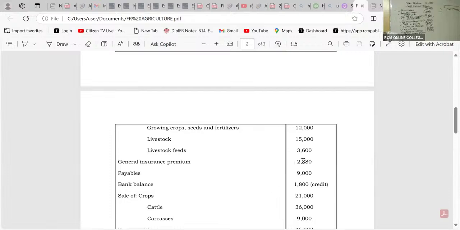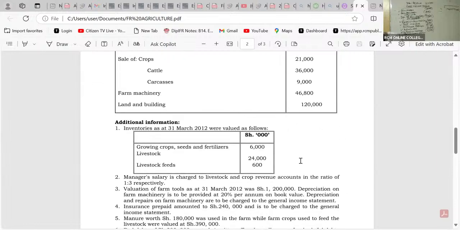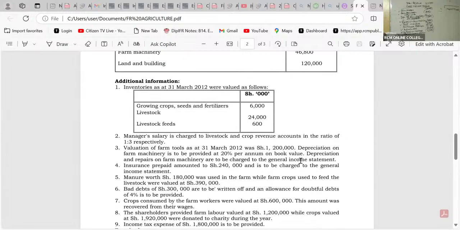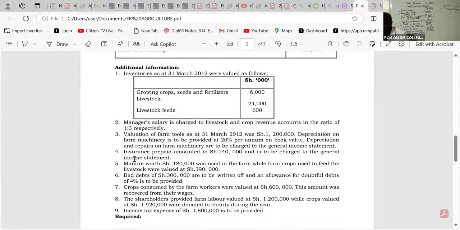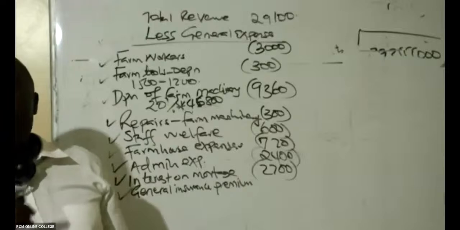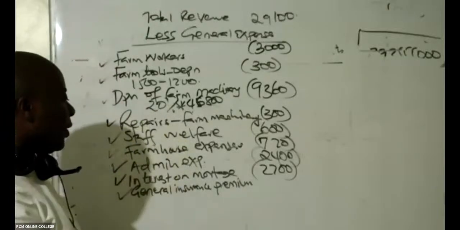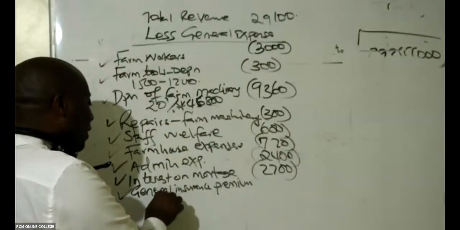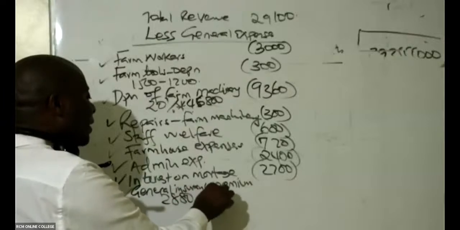But out of this amount which is in the trial balance, there is a prepayment. Look at note number 4. Please write note number 4 there for your revision. That the insurance prepaid amount of 240,000 is to be charged to the general income statement. So it means that this 2880 figure has that 240.